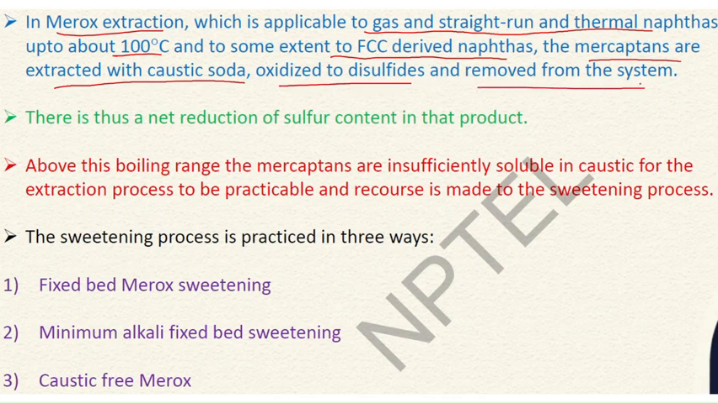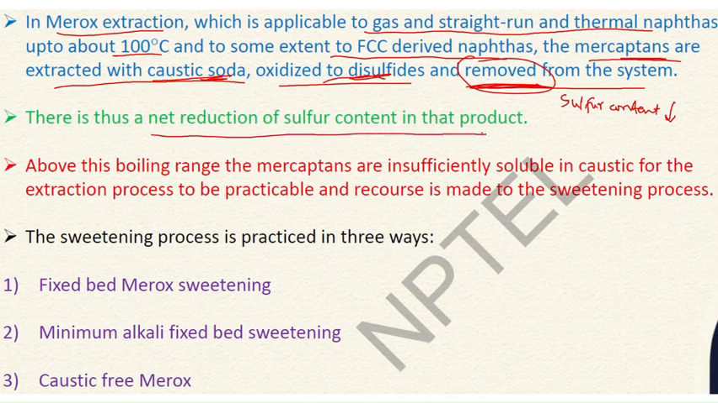removed from the system. So here, as we can see, this removed from the system clearly tells that the amount of sulfur content is reduced. Okay, so what happens is the mercaptans present in the distillation cuts are extracted using a caustic soda solution, and then oxidized to disulfide, and this disulfide is further removed from the system. Okay, there is a net reduction of the sulfur content in that product.